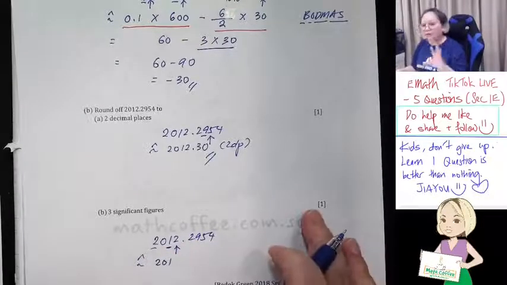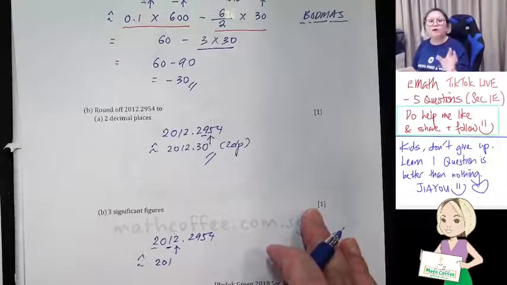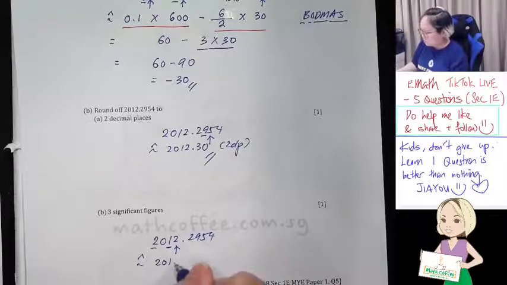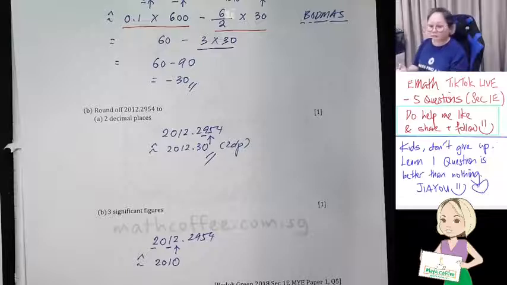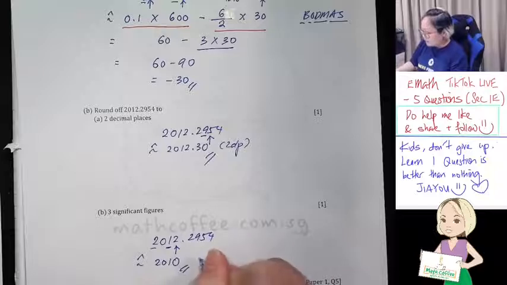The same thing, $2,012. You cannot round off to $201. It doesn't make sense. So I have to put a compulsory 0, then it makes sense. If not, $2,000 becomes $200, it doesn't make sense. So after that, done. And put a bracket, this is 3SF.